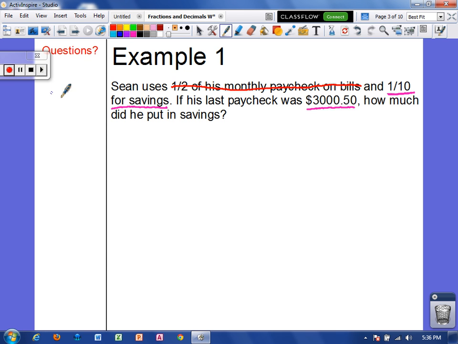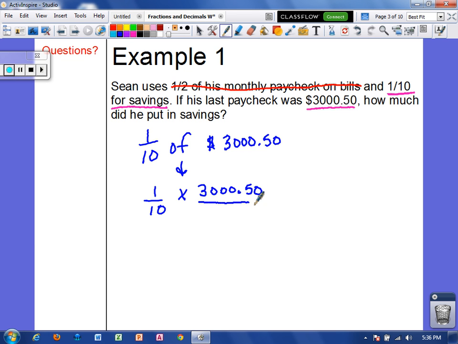Now there are two different ways we can do this. Whenever we're taking a fraction of something, like 1/10 of $3,000.50, this "of" we can treat as multiplication. So that would be 1/10 times 3,000.50, and then we would put that over 1 to make it look like a fraction. Then we would just follow our fraction rules. 1 times 3,000.50 is just 3,000.50, and then we have 10 times 1, which is 10. Now, we have to take top dog in the house and divide this.